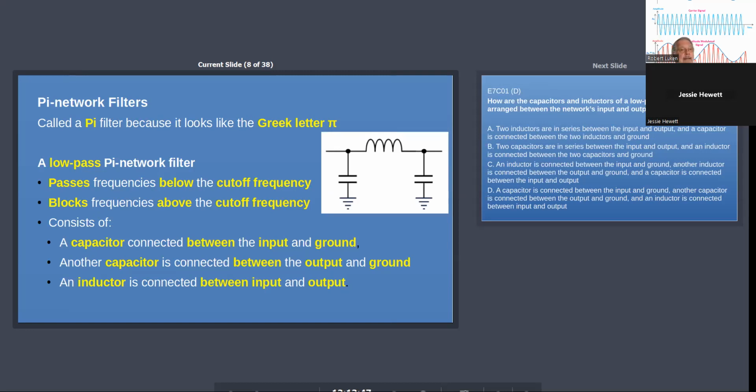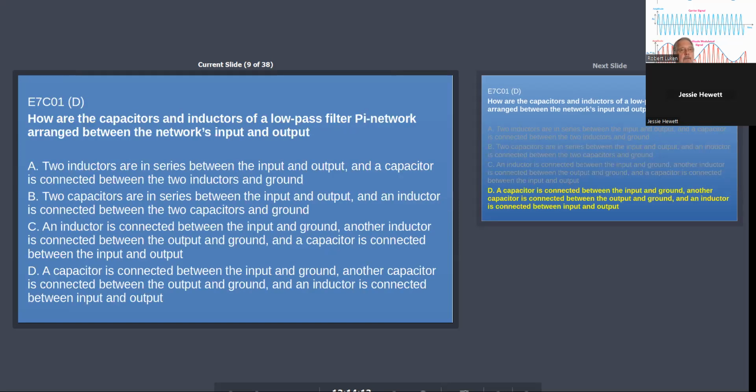So we call this a pi network because it looks like the pi symbol. In the case of making it a low pass, we've got shunt capacitors and a series inductor, as opposed to shunt inductors and a series capacitor for our high pass. So how are the capacitors and inductors of a low pass pi arranged?